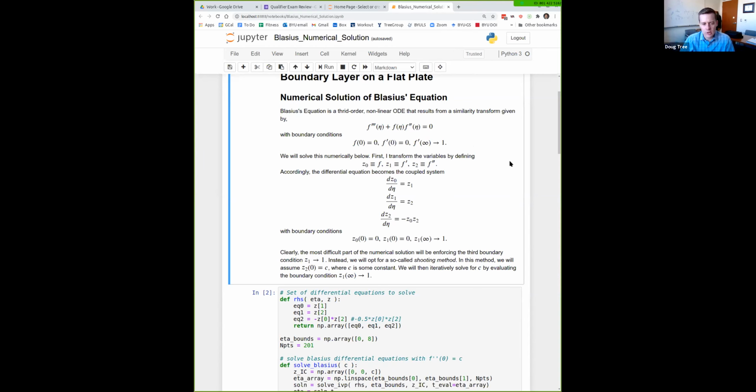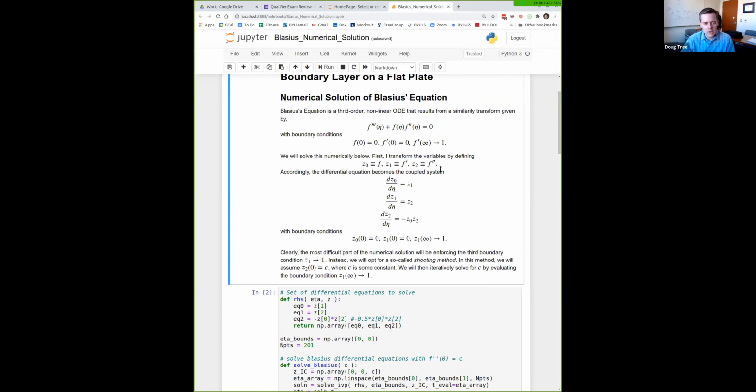So I use what's called a shooting method, where you solve it as if it's an ODE, where all of these boundary conditions are at 0. So instead of using f at 0 and f prime at infinity, I use f prime and f double prime. Then I make it a nonlinear system where I solve for what the boundary condition on f double prime should be to satisfy this condition. I'll show you where that is later.